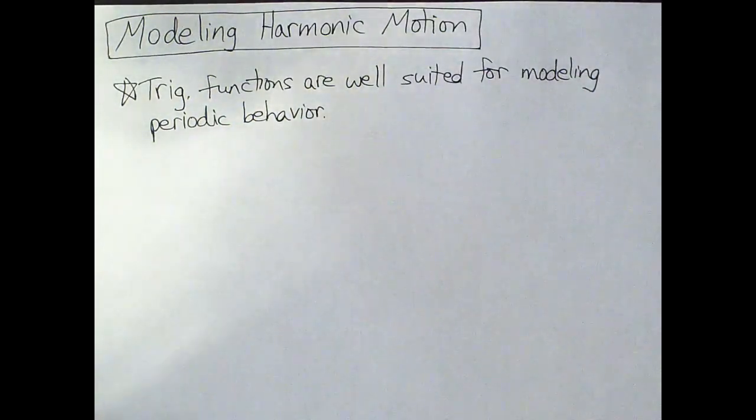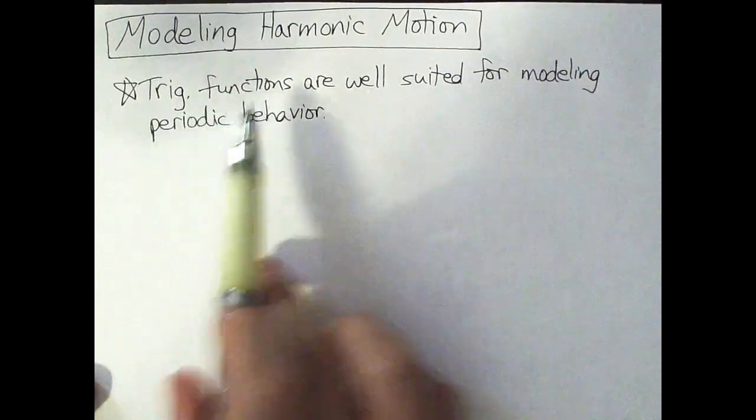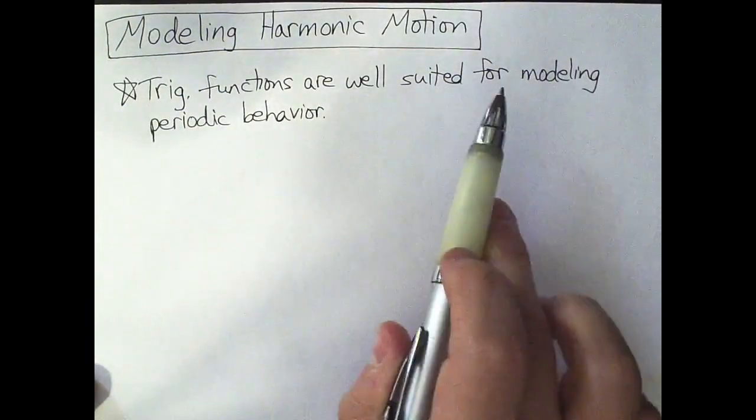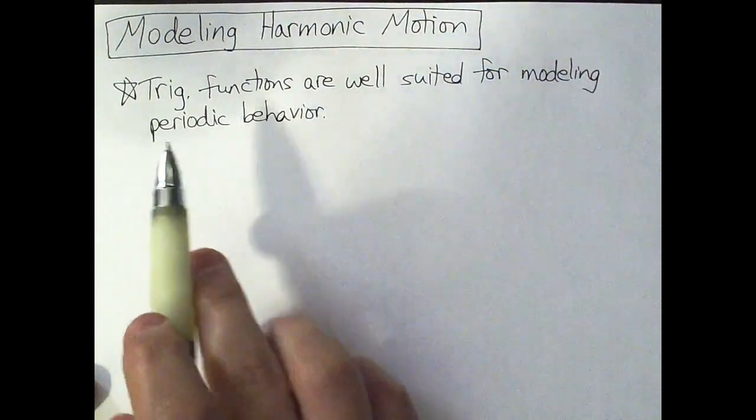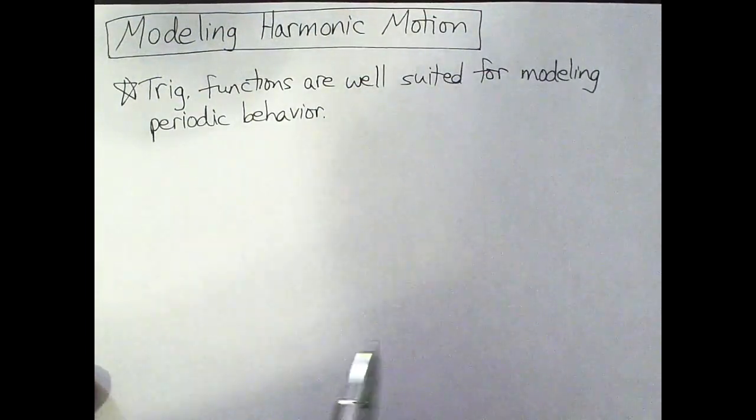All right, so you know that in math, certain types of functions are well suited for certain types of behavior. If you want to talk about interest, then you probably use exponential functions. If you want to talk about maybe like a projectile, like something goes up in the air and falls back down, you might use a quadratic function. So trig functions are useful for periodic behavior because they are what we call periodic functions.